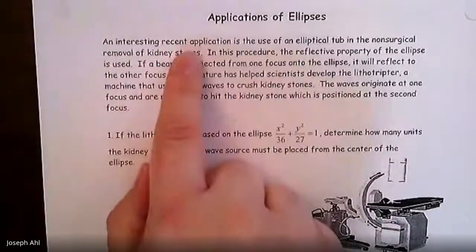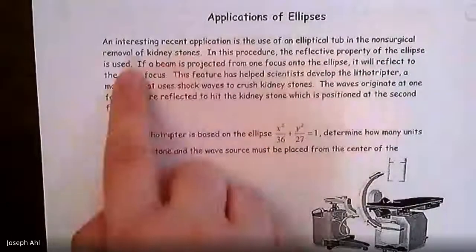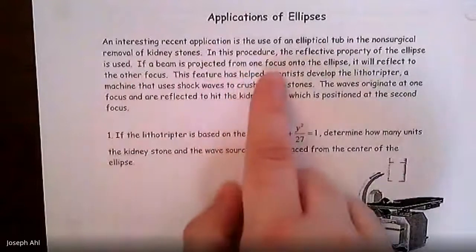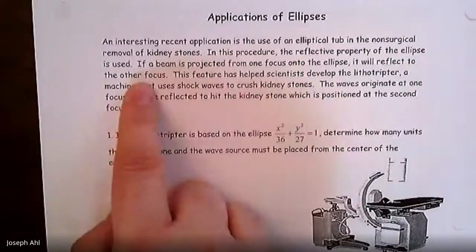It says an interesting application for the use of ellipses is in an elliptical tub in the non-surgical removal of kidney stones. Luckily, in my life, I've never had kidney stones. I hear that they're really painful. But in this procedure, the reflective property of the ellipse is used: if a beam is projected from one focus onto the ellipse, it reflects off of the ellipse and goes to the other focus.